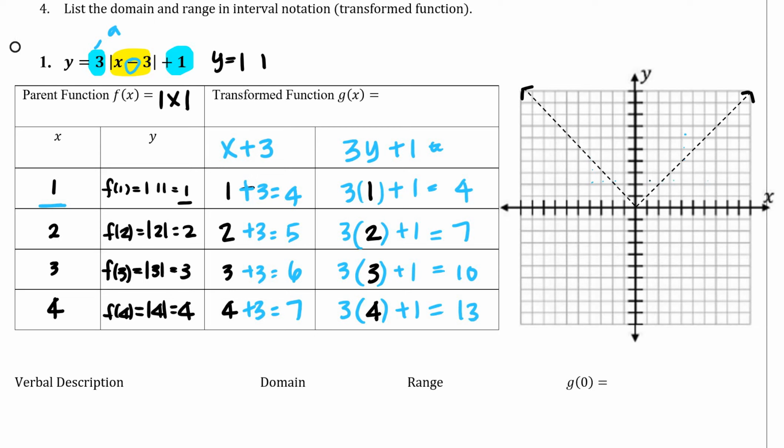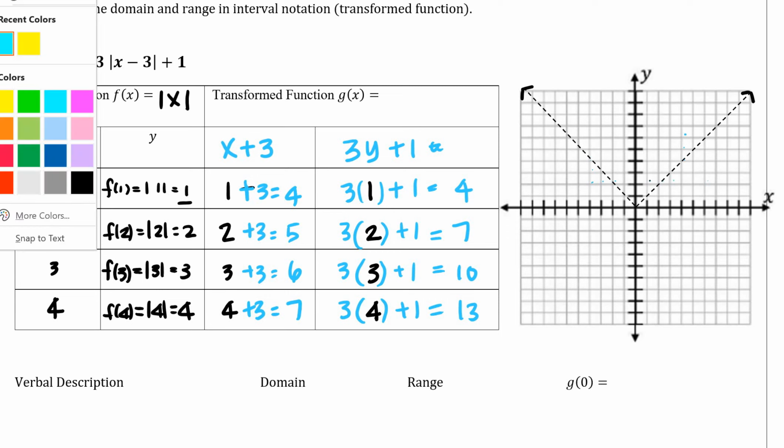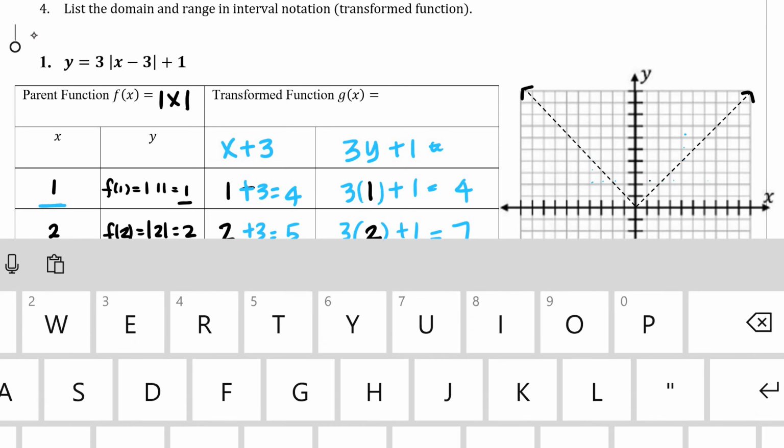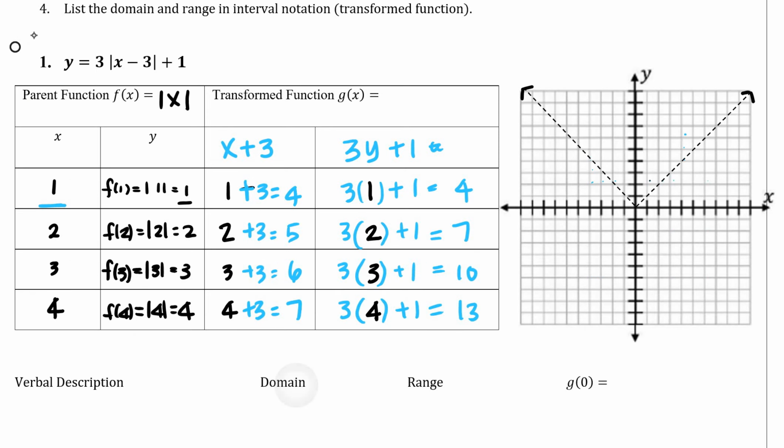All right, but let's look at this before we do anything else. Let's look at the given transformed function. What are my h and k here? This is my h, this is my k. So my h is 3 and my k is 1. That's my starting point. When x is 3, y is k right here. This is my vertex.